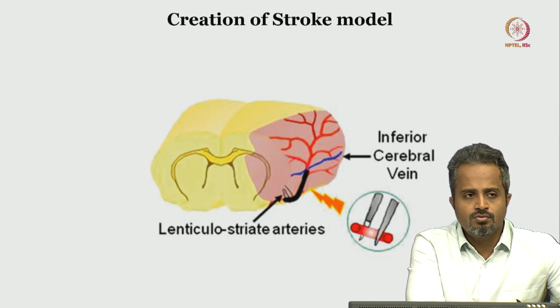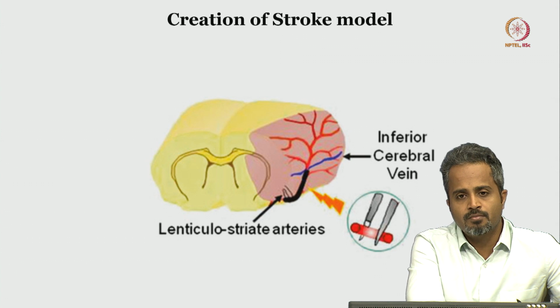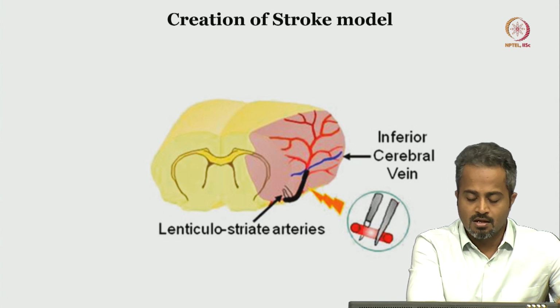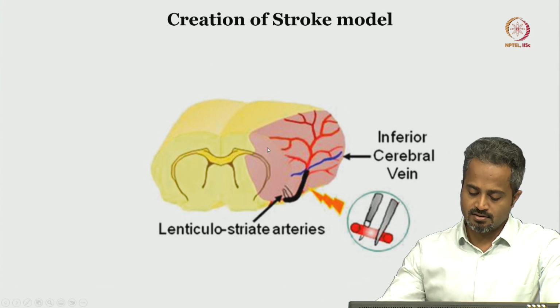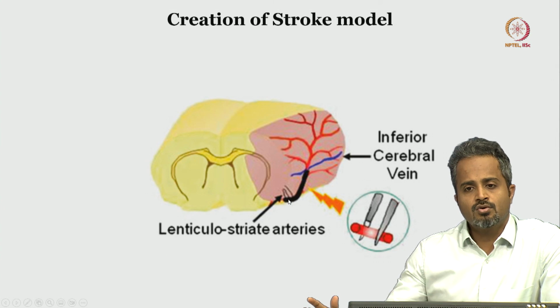The minute you want to handle these kind of arteries, or if you want to sort of expose the temporal lobe or the lateral surface of the brain, then the rat has to be placed in lateral position. Here what you can see is the middle cerebral artery occlusion model. There are various stroke models.